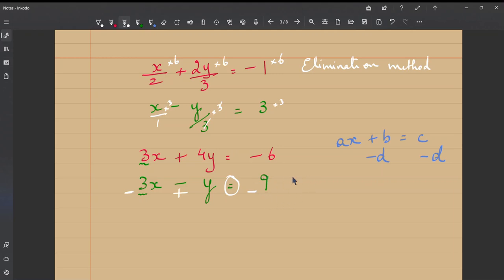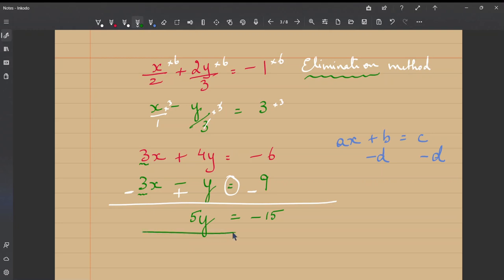So, let's go ahead doing it. What do we get now? 3x minus 3x is 0. You get 0. So, the x coefficient is eliminated totally. This is why we call it the elimination method. We have eliminated a coefficient totally. So, what was a two variable equation before has now become a single variable equation in y. So, 4y plus y is 5y, minus 6 minus 9 becomes minus 15.